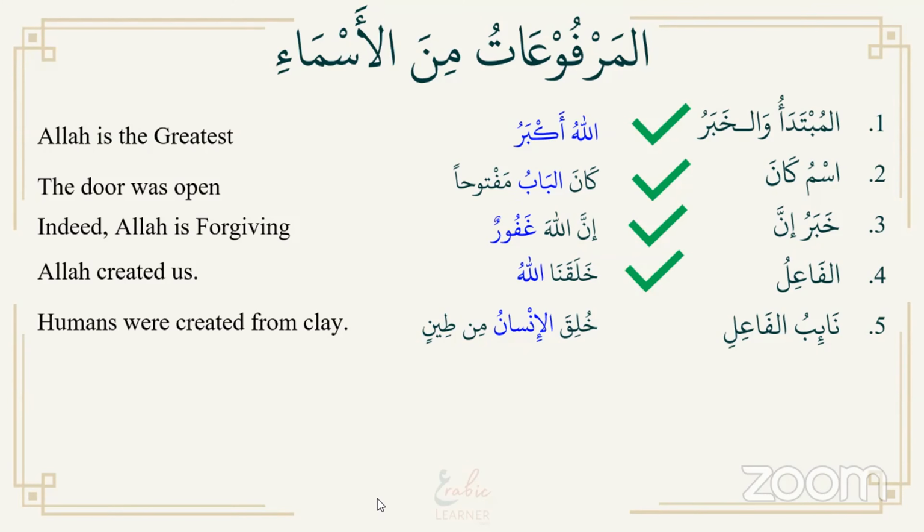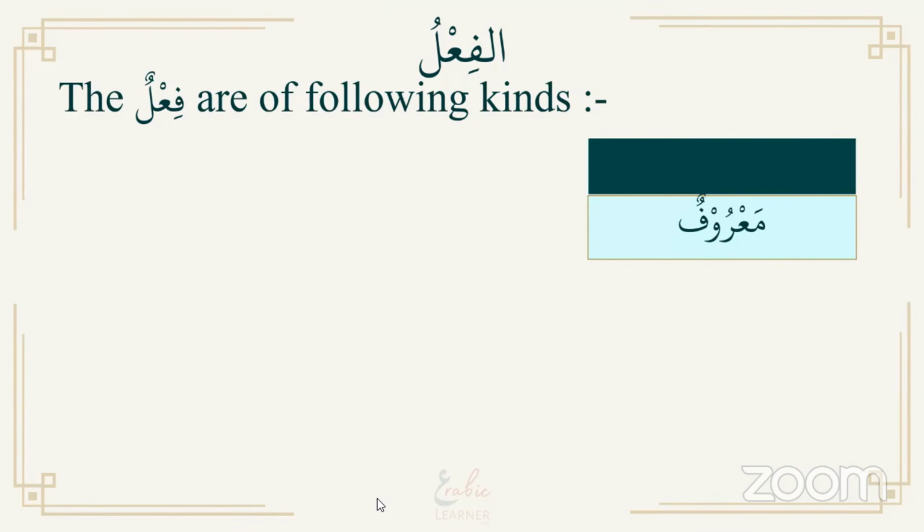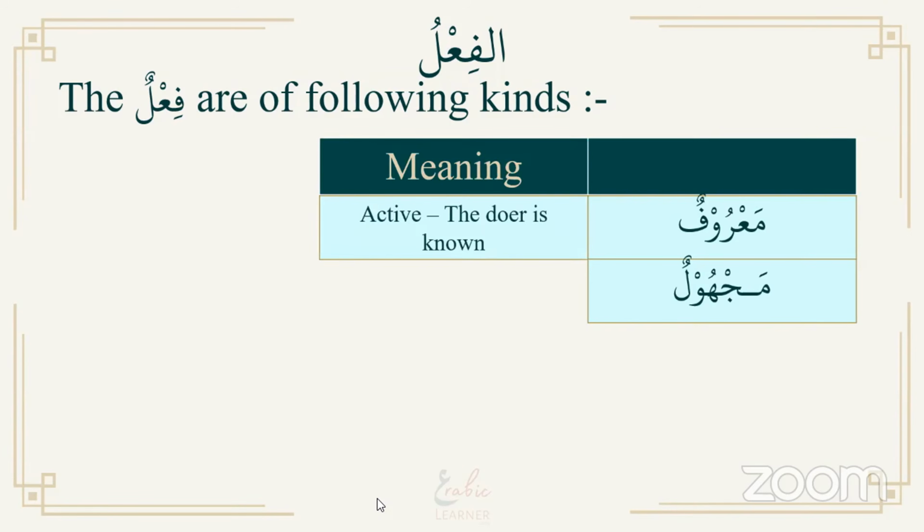If you remember in the sarf classes that I took, I mentioned to you that fi'l is of two kinds: ma'roof and majhul. When it is ma'roof, it is active, and the doer is known. In majhul, the doer is not known, which is passive. Active and passive speech, as you say in English. So ma'roof means active speech, majhul means passive speech.